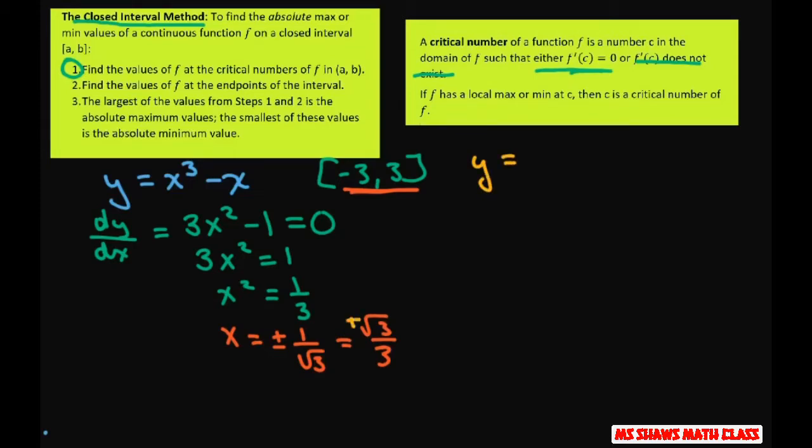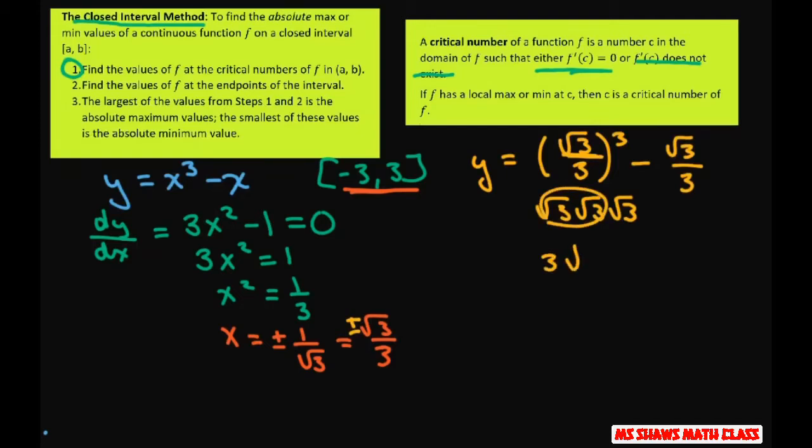So, this is plus and minus. So let's try the plus. So that's going to be square root of 3 divided by 3, cubed, minus square root of 3 divided by 3. Okay, so this one, if we have 3 square root of 3's for the numerator, that's going to give me 3 with square root of 3. And 3 cubed is 27. Minus square root of 3 divided by 3.